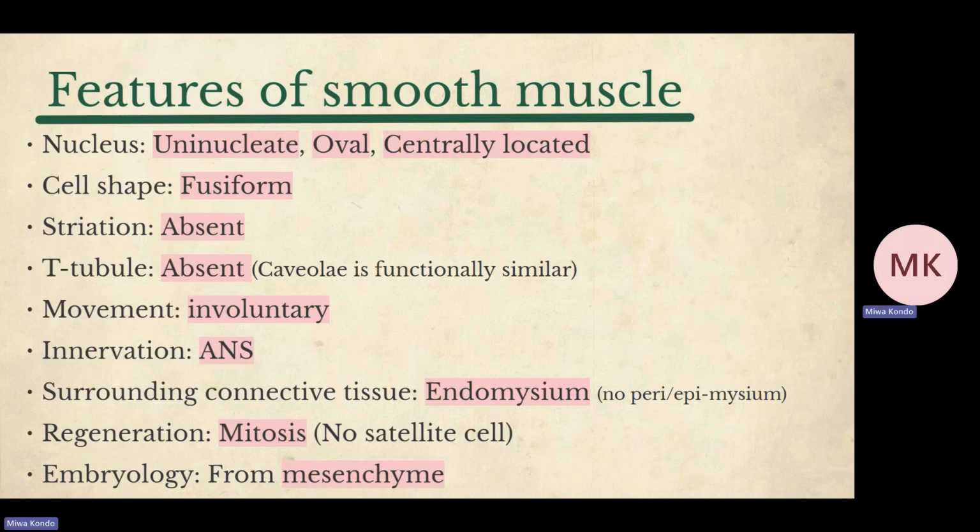Smooth muscle have a high capacity for regeneration because they can perform mitosis, so there's no need for satellite cells like in skeletal muscle. Embryologically, they are derived from mesenchyme.